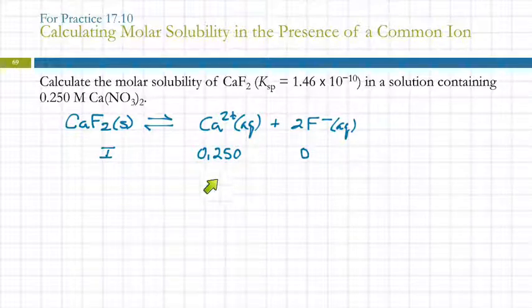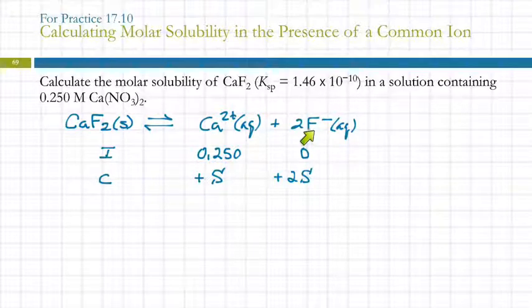So this is starting out non-zero. This is starting out at 0. The change is going to look the same. We're adding to both of them. We're adding S to the calcium because its coefficient is 1. What are we adding to the fluoride concentration? 2S. Because each unit of CaF2 that dissociates forms 1 calcium and 2 fluorides.